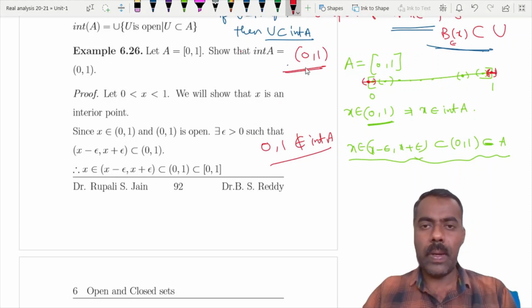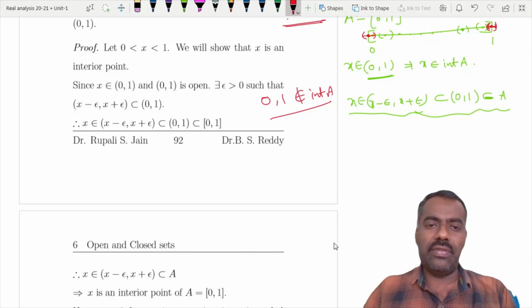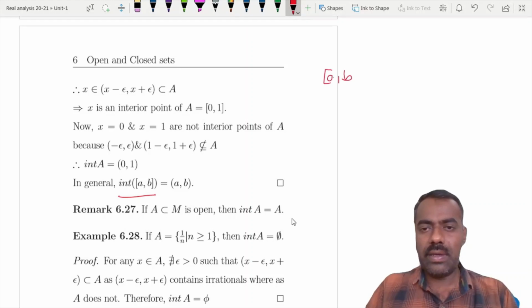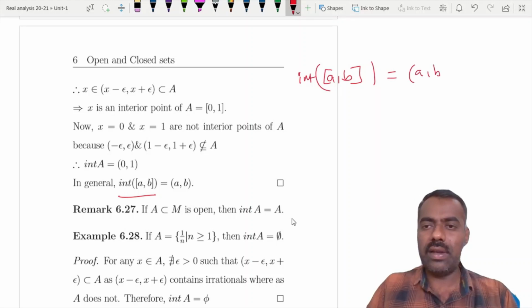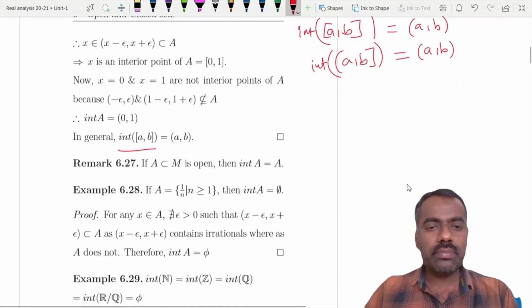Okay, I hope this example gives you some idea about what is meant by an interior point. For example, if you take any closed interval a comma b, then the interior of this is nothing but the open interval a comma b. Of course, if you take any other type of interval, open or closed, for all these the interior is the same.